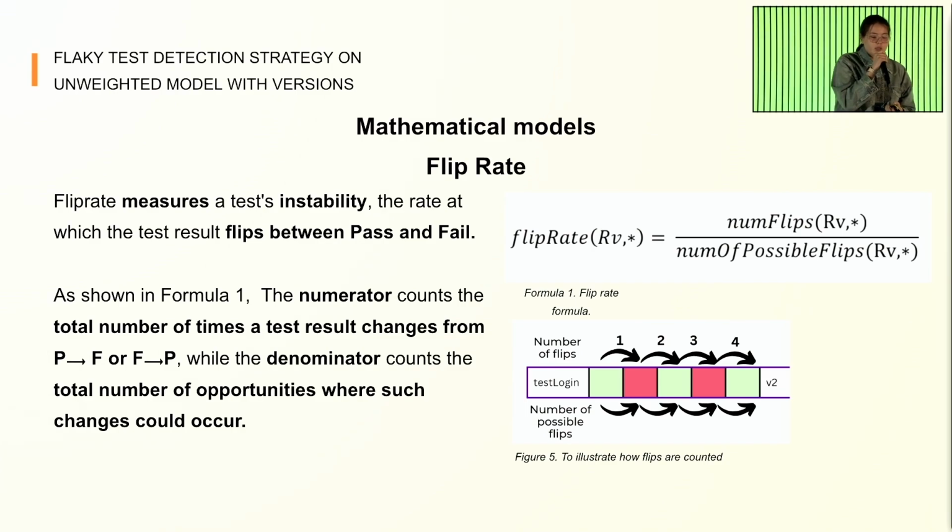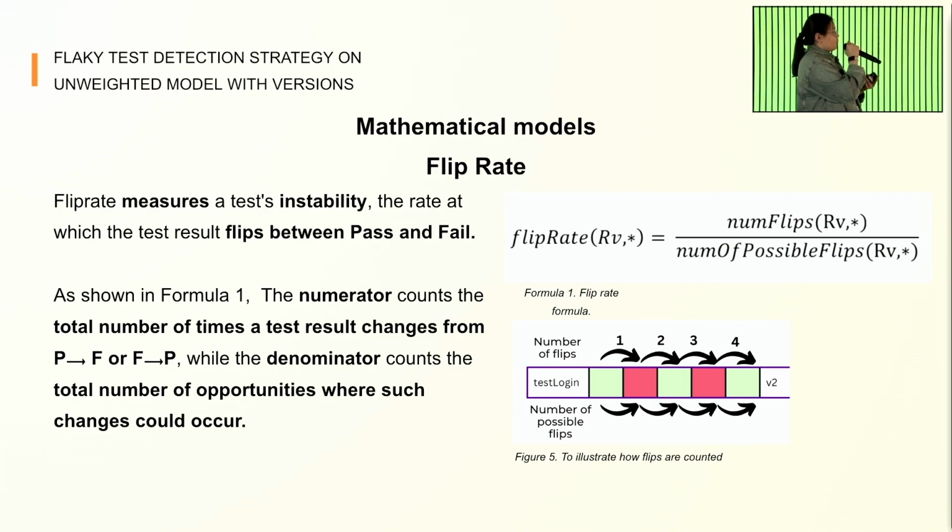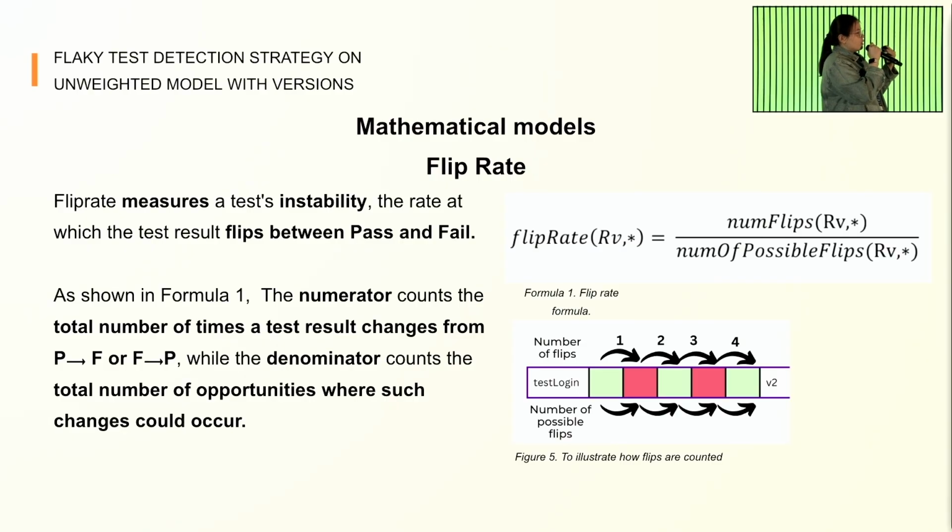Next is a mathematical model, which is flip rate. Flip rate measures test instability. What we basically care about is the transition of test status. You can see from the figure 5 that the test transitioned from pass to fail, fail to pass, pass to fail, and fail to pass, right? It flipped 4 times out of a possible 4 times. So we divide the actual number of flips by the number of possible flips, and we end up with a value. In this case, it will be 1.